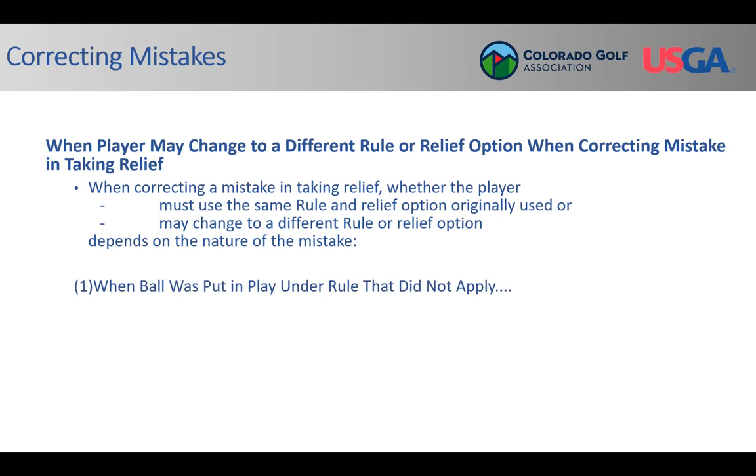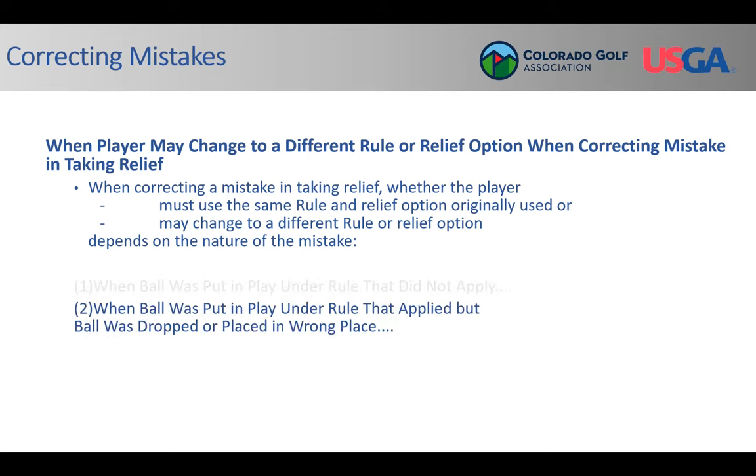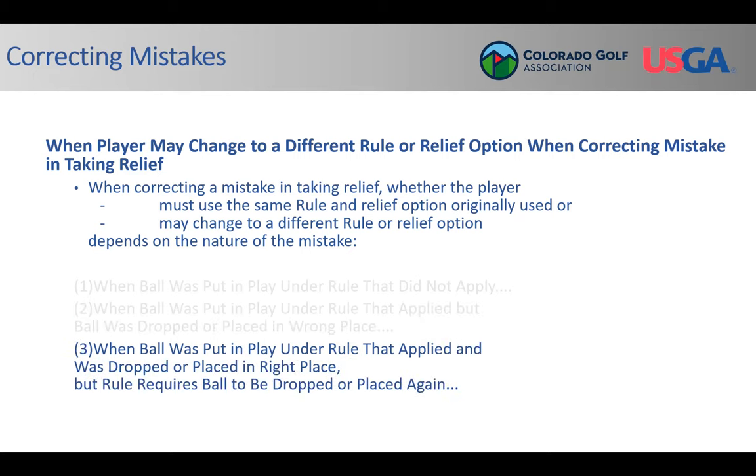So if we put a ball into play under a rule that didn't apply, or if we put a ball into play with a rule that did apply, but we dropped or placed it in the wrong place, or we put a ball into play with a rule that applied, was dropped or placed in the right place, but we just have to maybe drop it again because it rolled somewhere outside the relief area or it did something else that requires a redrop. So there's three different things there that show the levels of the things we got right and the things we're kind of sticking with.